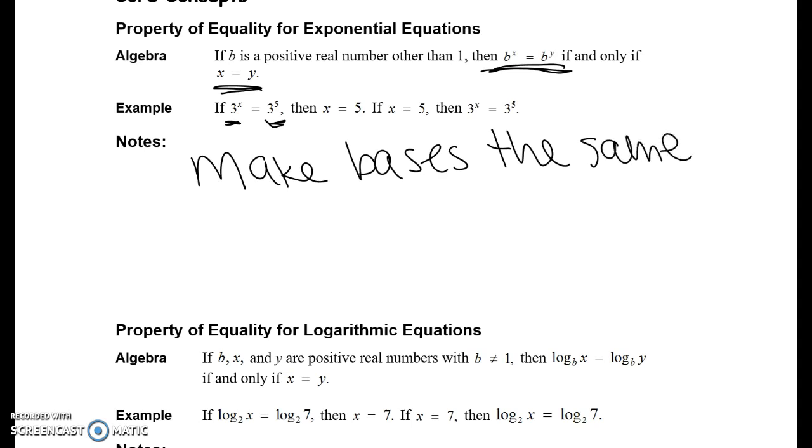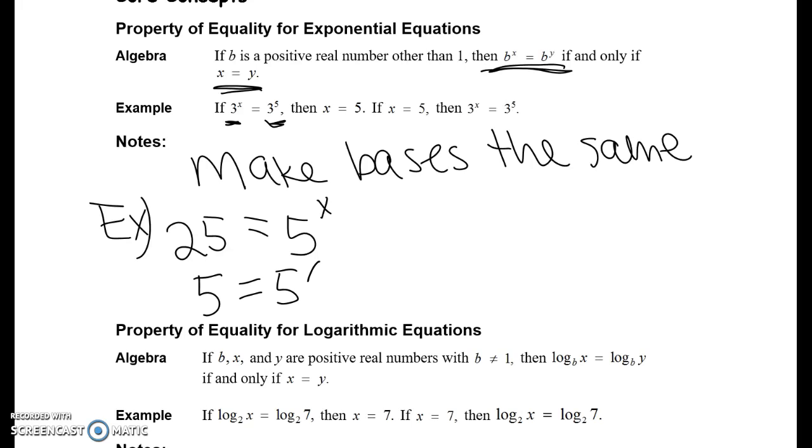And another example of that might be if I have 25 equals 5 to the x. Well, I can make 25 have the same base as 5 to the x, and I know that 25 is the same thing as 5 to what power? Good, 5 squared. So I can say that therefore x equals 2.